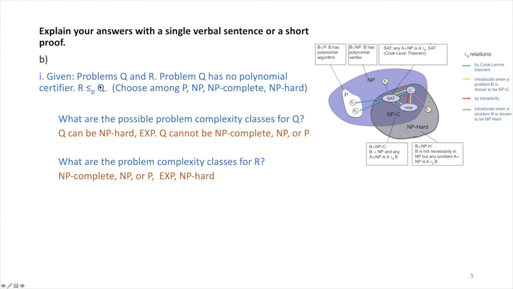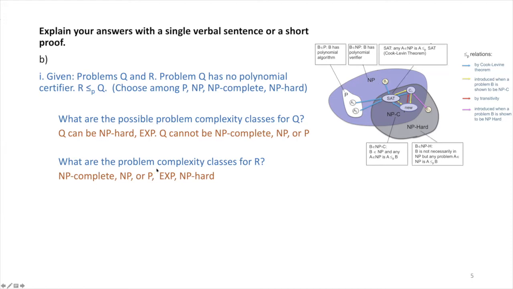Because we don't have a polynomial certifier, Q cannot be NP complete, because for being in NP, it is required to have a polynomial certifier. Because of that, Q cannot be NP complete, NP or P. NP complete and P are subsets of NP.